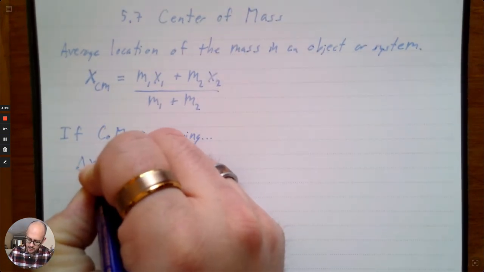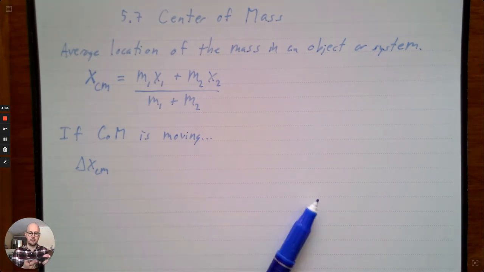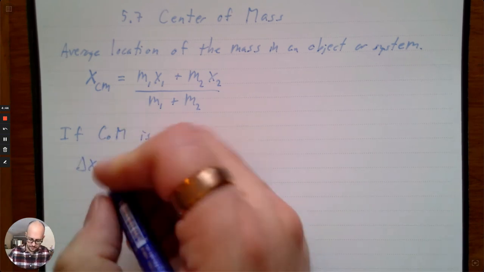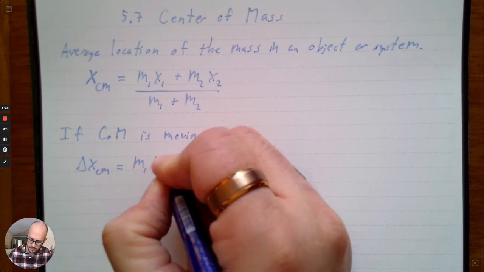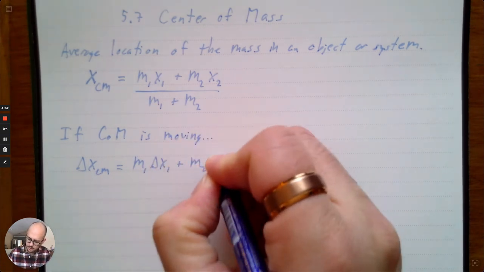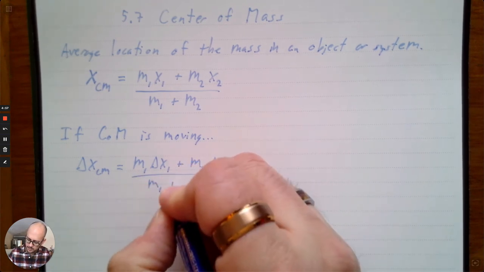So delta x is our variable for displacement, the displacement of the center of mass, right? If I take the bird and I move it over here, I have just displaced every single particle in the bird. And so the formula shifts a little bit. It's the mass of the first object times the displacement of the first object, and then that continues for the second object, and I divide by their total masses.